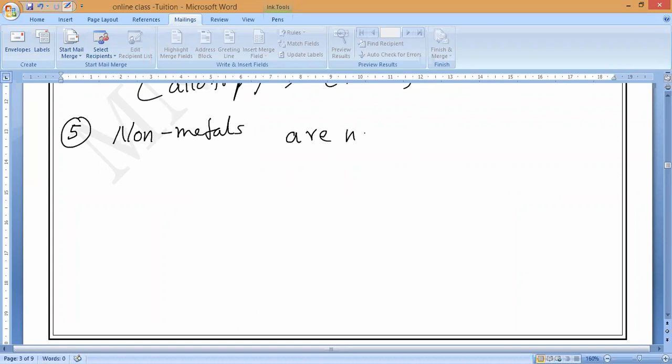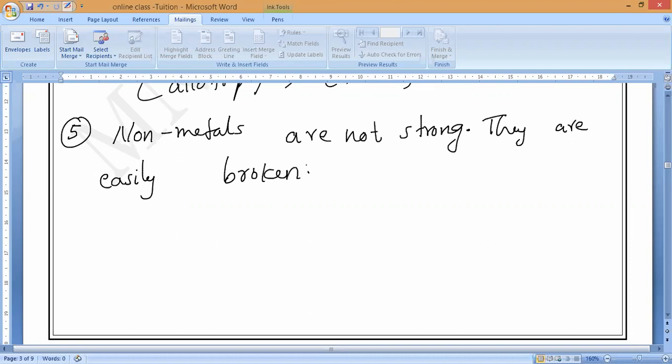Non-metals are not strong. So is it possible to use them in the construction of bridges and all? No, sir. They are easily broken. That is the reason.